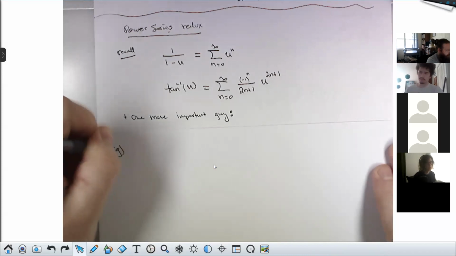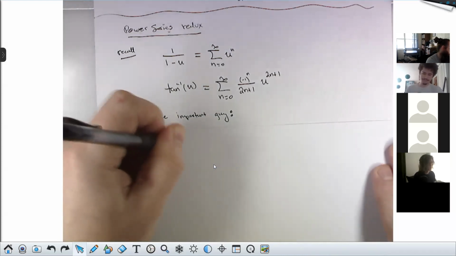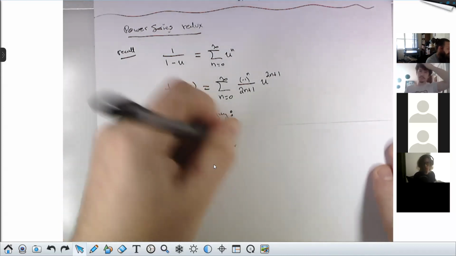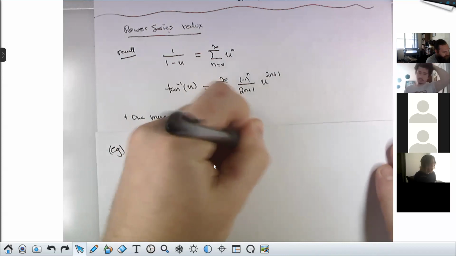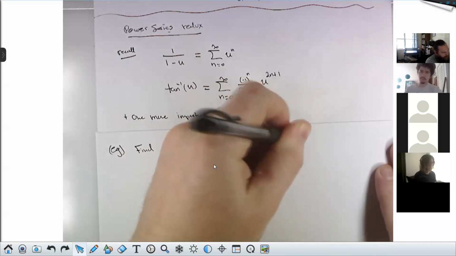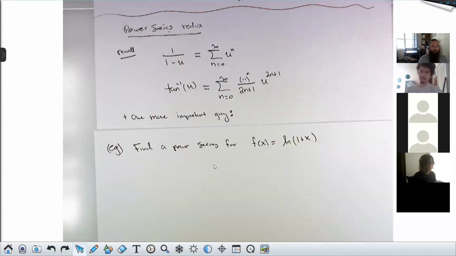Example. Let's see if we can find a power series for f of x equals the natural log of 1 plus x. So this one is kind of similar to the arctan one, in that I know how to get ln of 1 plus x as the integral of something.